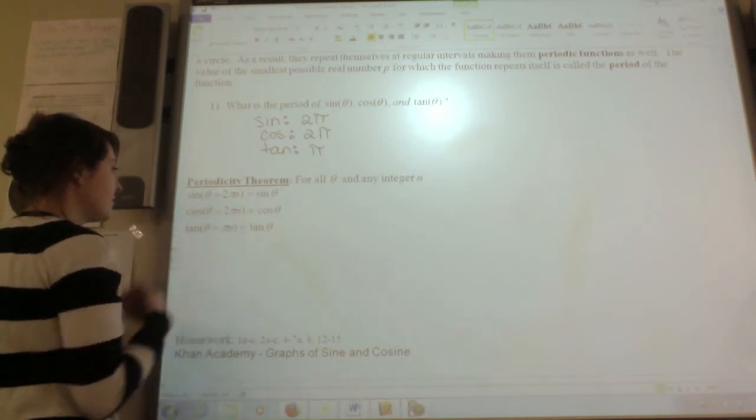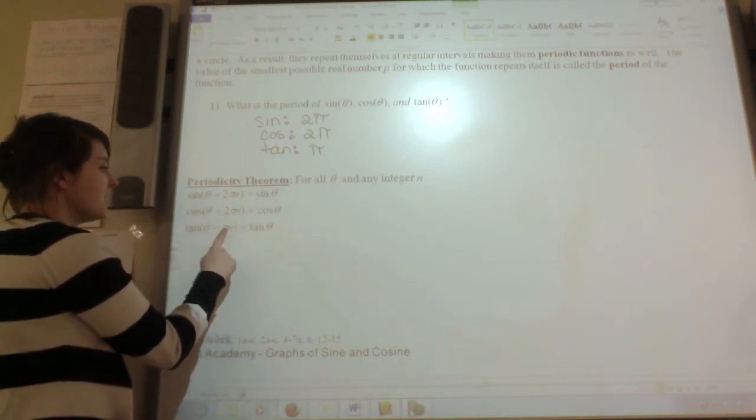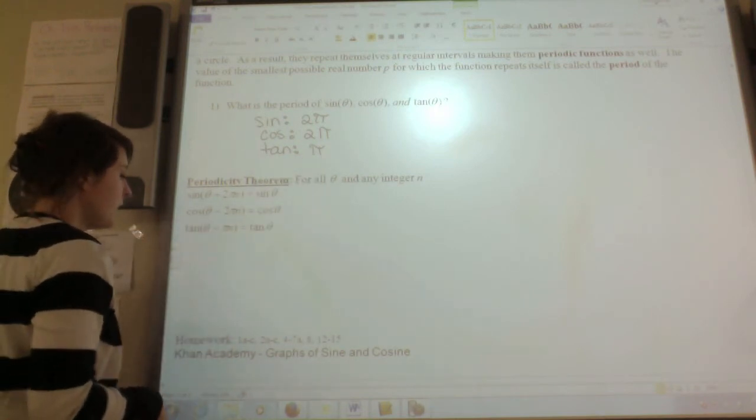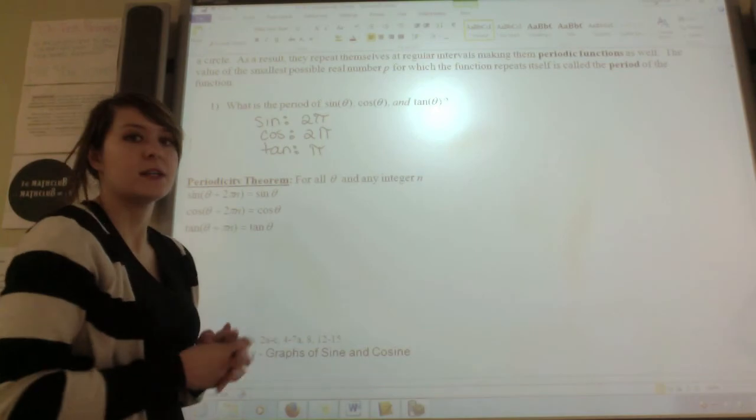And the same thing goes for cosine, and then tangent, it happens every pi because the period of tangent is pi. Alright, that is everything for section 6.